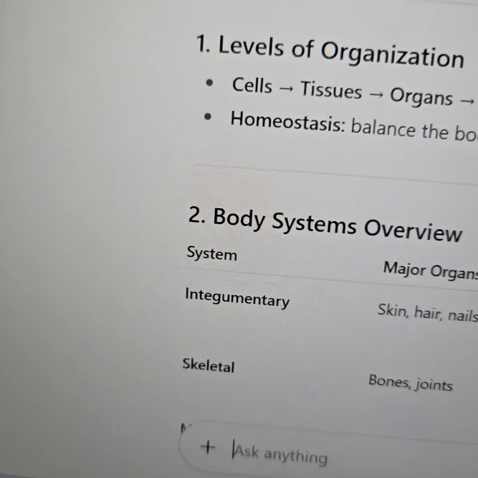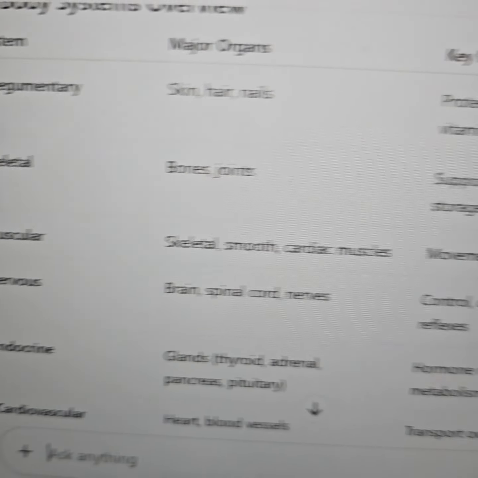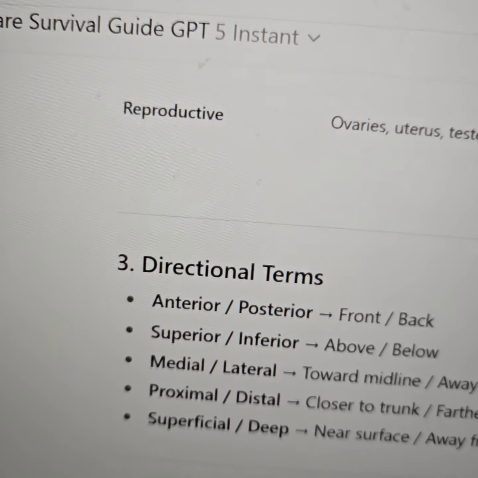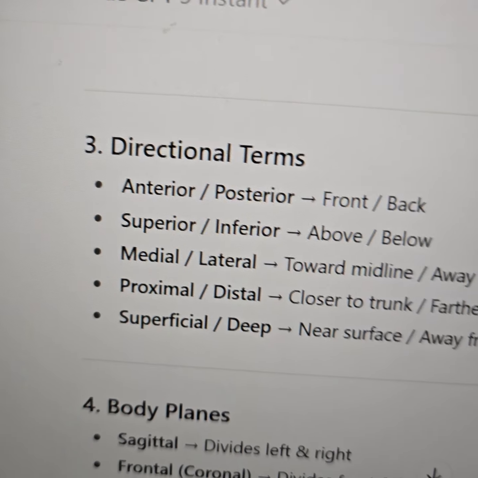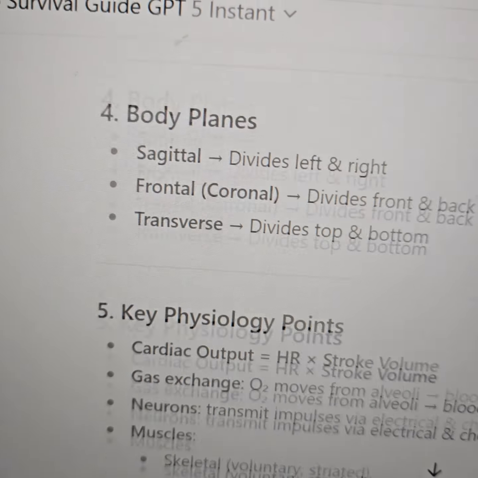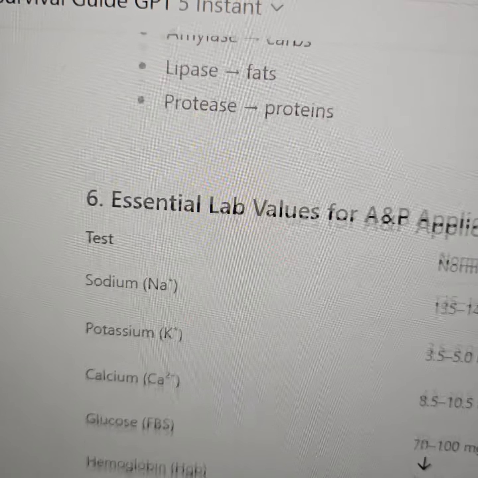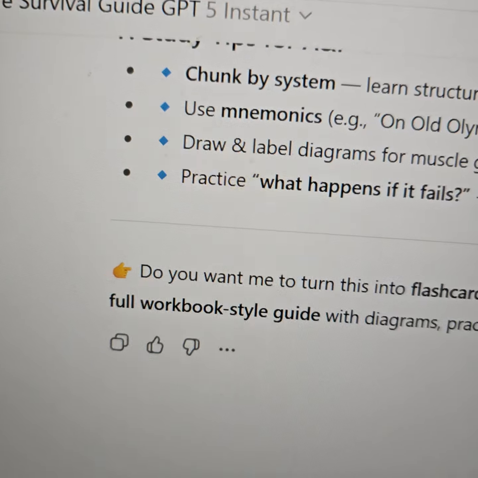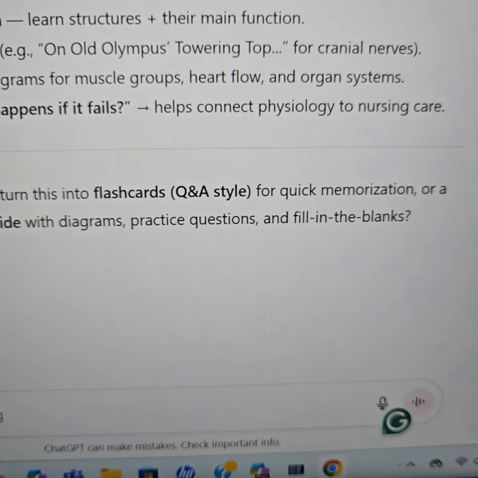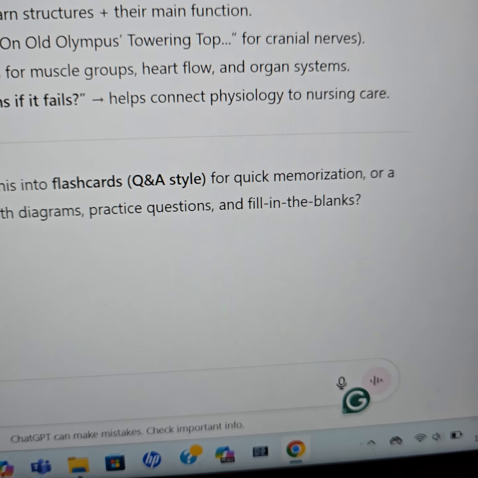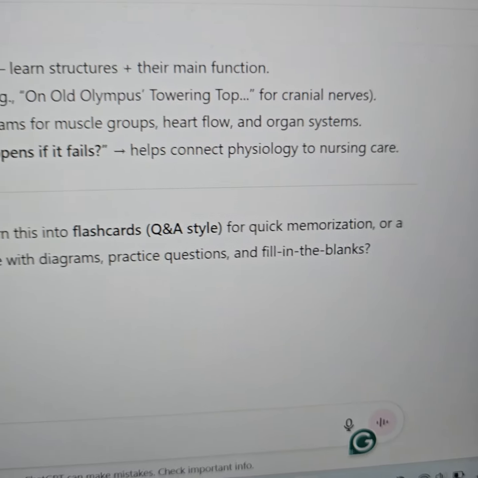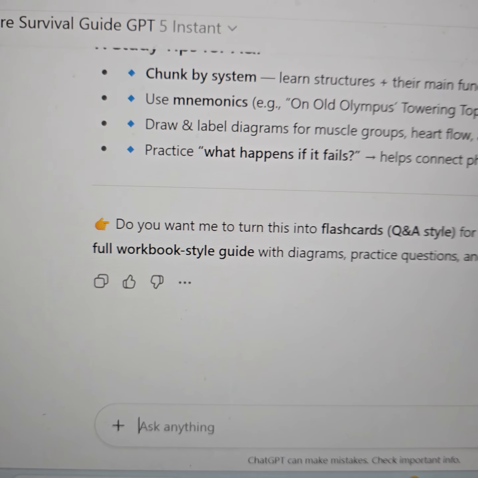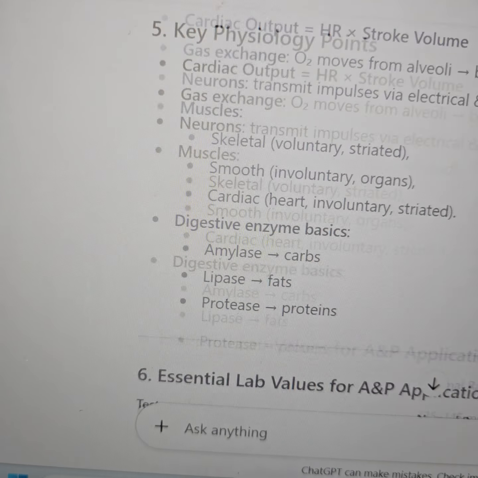And of course, see, it's going to generate all of this. So it's going to give you a study guide, what you need, the body planes, the physical points, all of this. You get a whole study guide. If you want, you can turn it into a flashcard, Q&A, to memorize it, right? You could do that.